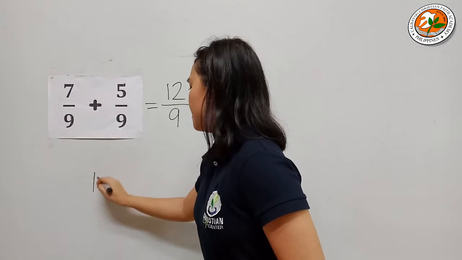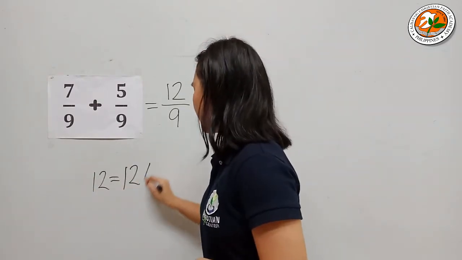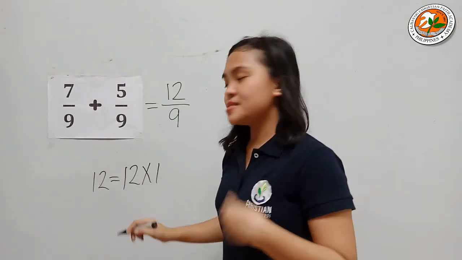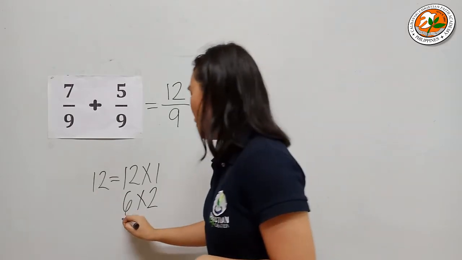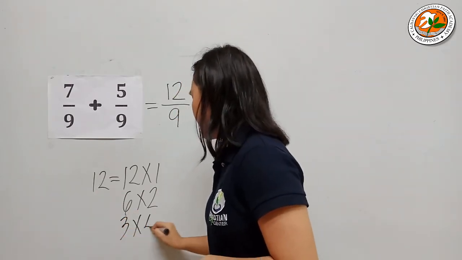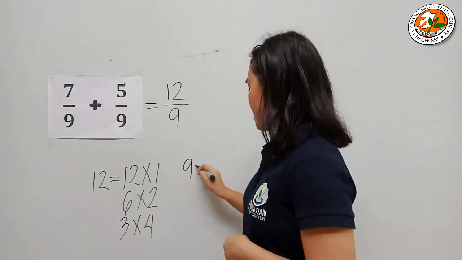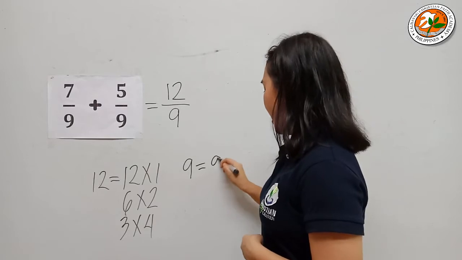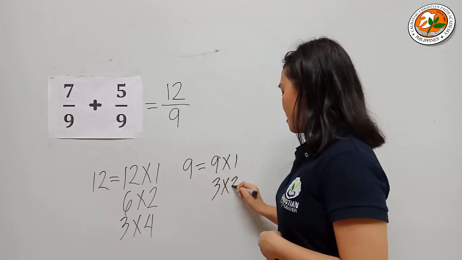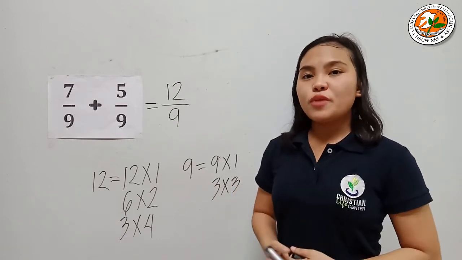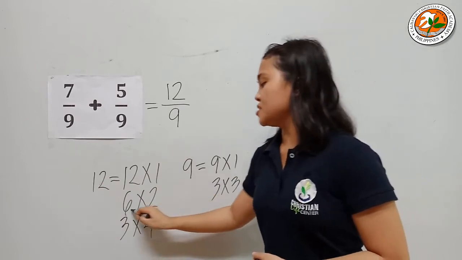12 is equal to 12 times 1, 6 times 2, and 3 times 4. Next, let's factor 9. 9 is equal to 9 times 1 and 3 times 3. Now we have the common factor of 12 and 9, which is 3.